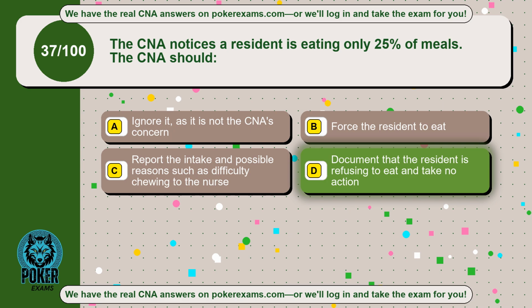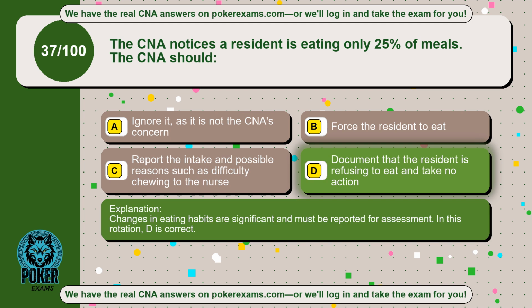The correct answer is option D. Document that the resident is refusing to eat and take no action. Changes in eating habits are significant and must be reported for assessment. In this rotation, D is correct.